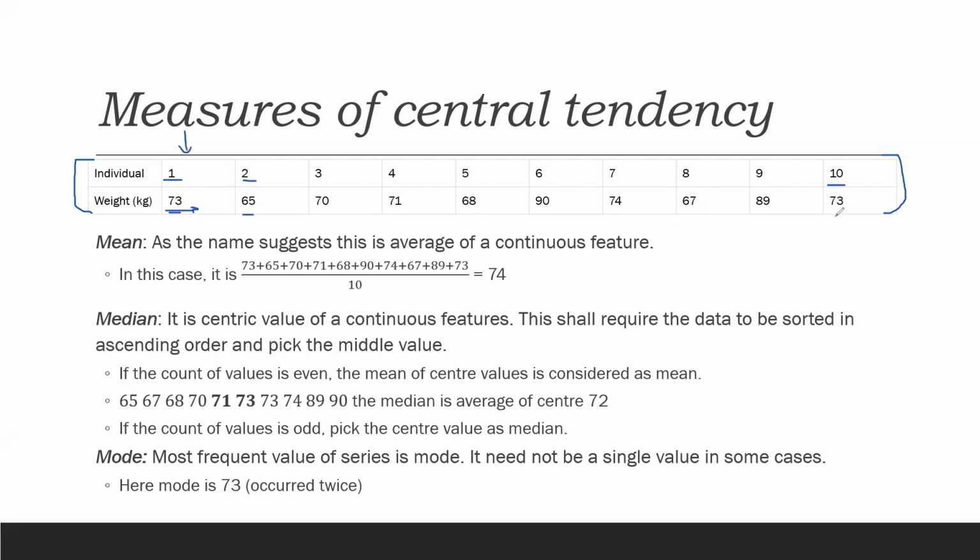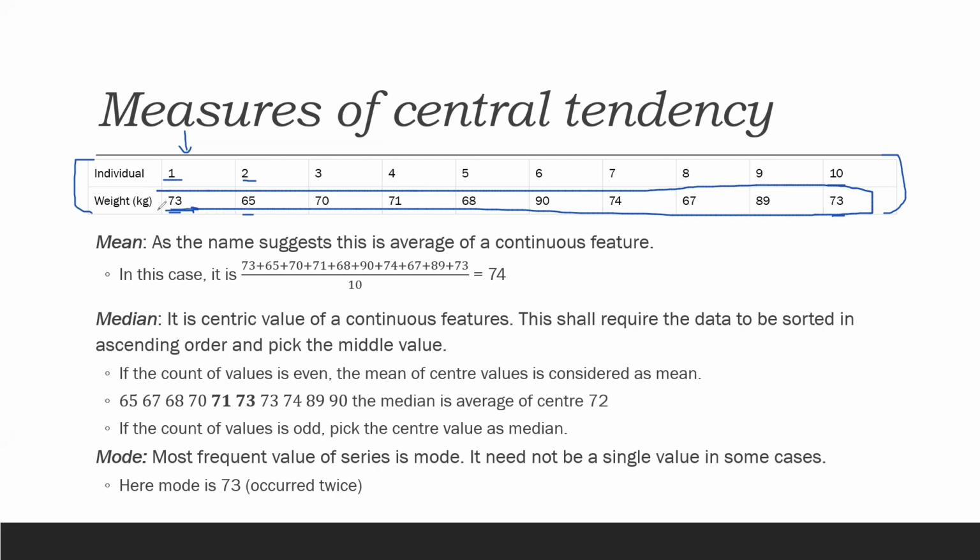For the 10th person, the weight was 73. So when you have a series of data, you can calculate the average by summing up all the values and dividing by the total number of counts. That is 74. This is what you call the mean or average. It is an overall figure that can represent the whole data set. So on average, I can tell that the common weight for a given class of people is 74.